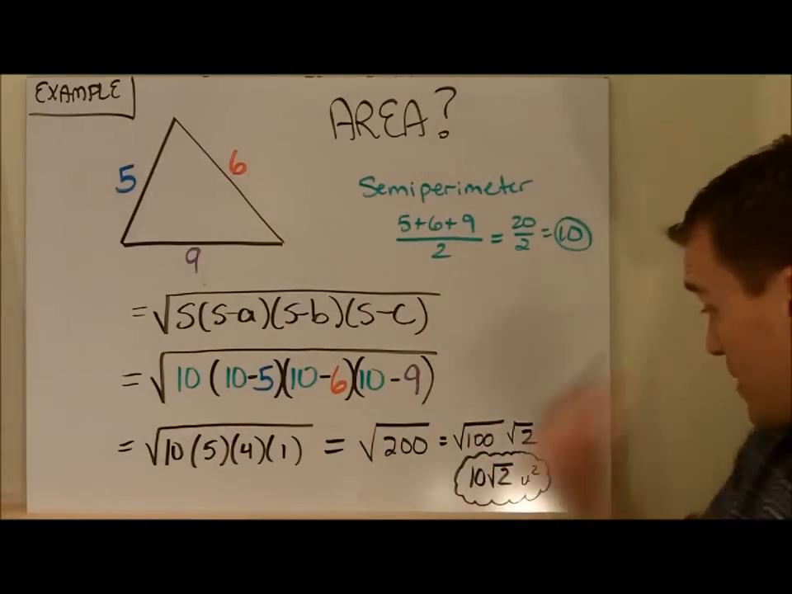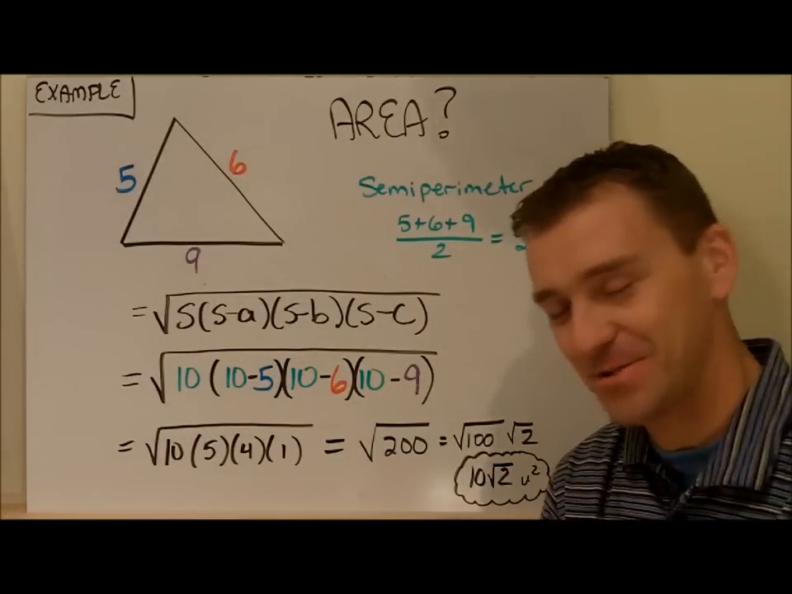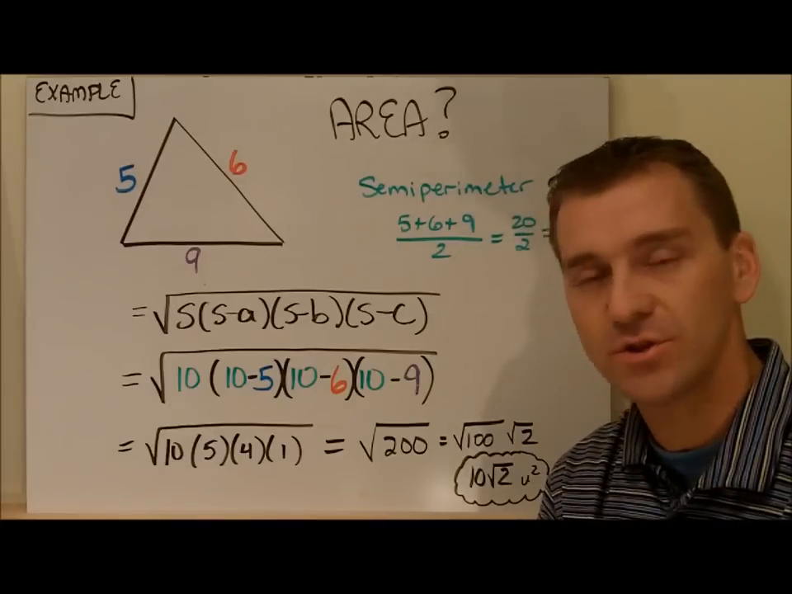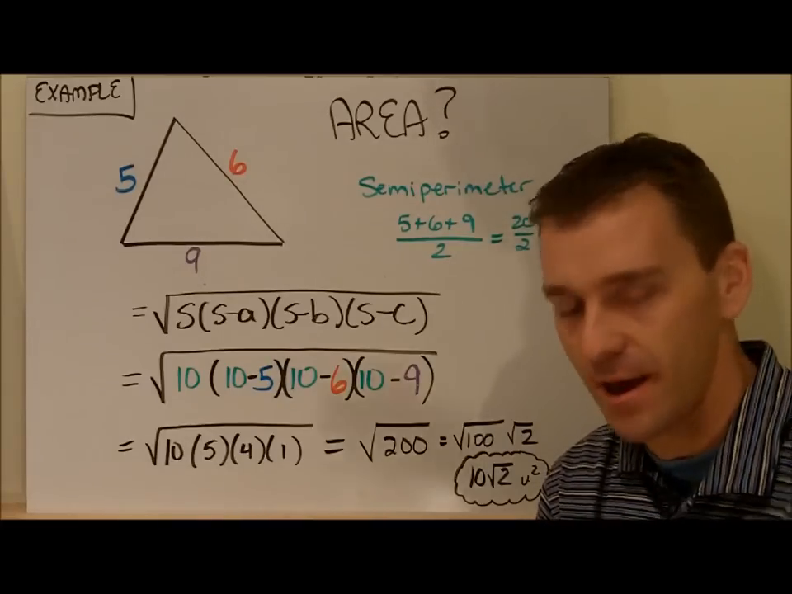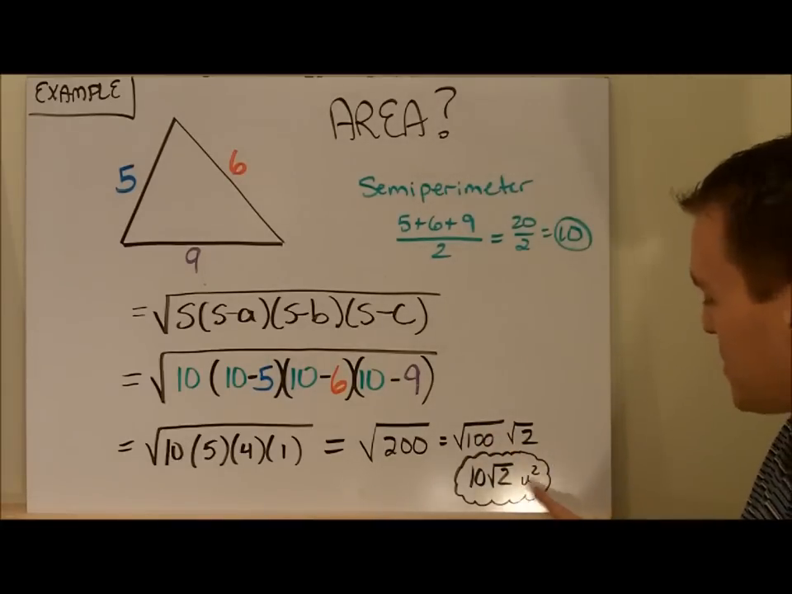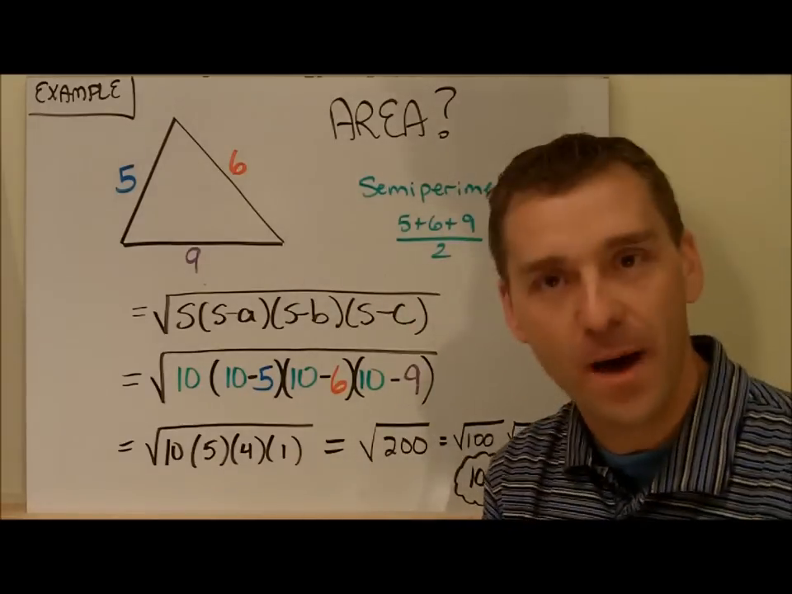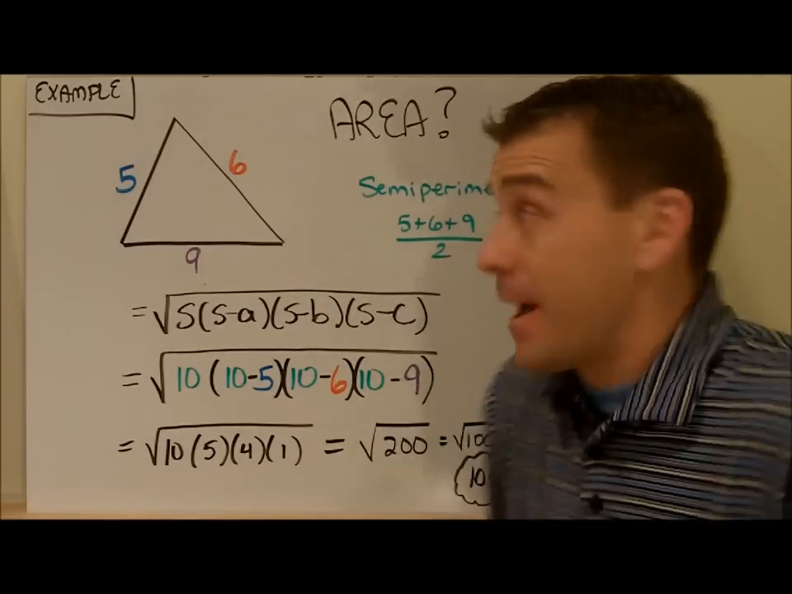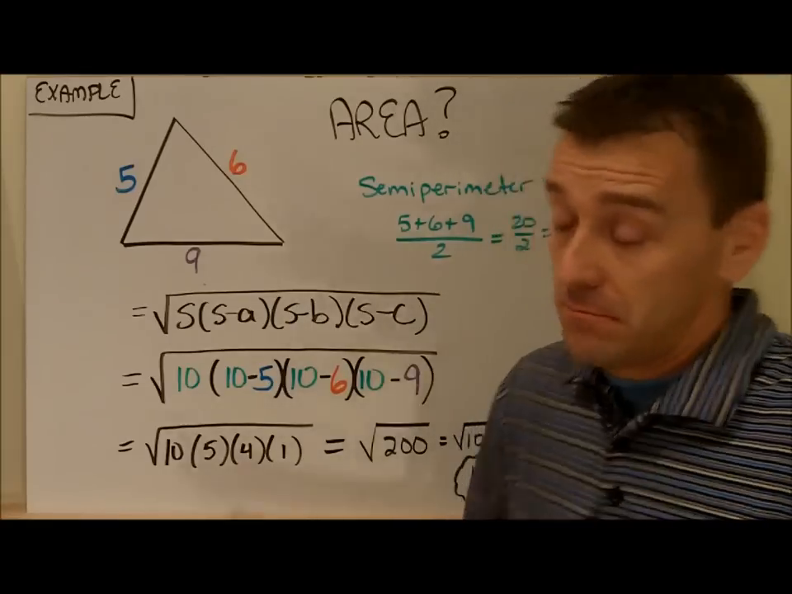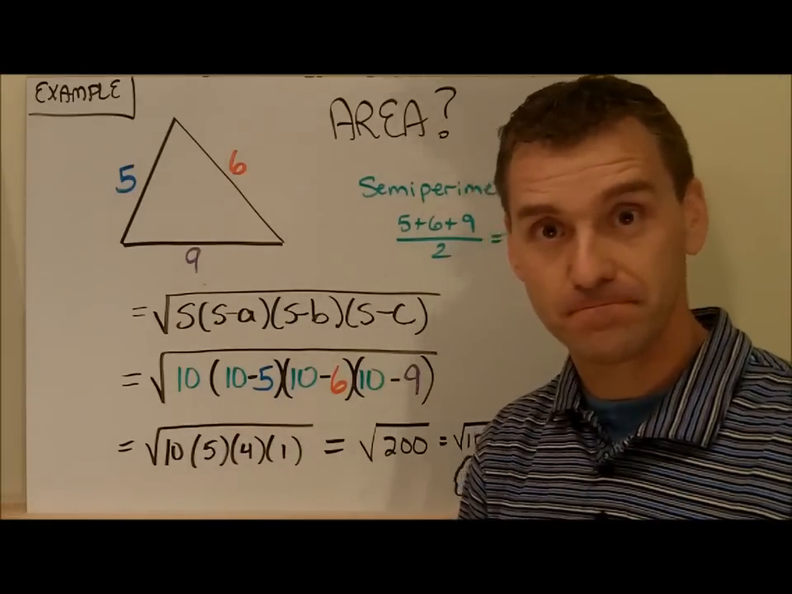So this is my final answer. There you go. I know it's weird. It's so strange. Hero, they were such geniuses back in the day. It's crazy. So 10 root 2 units squared is the area of that particular triangle. So that's how you apply Hero's formula. Good job. Moving on.